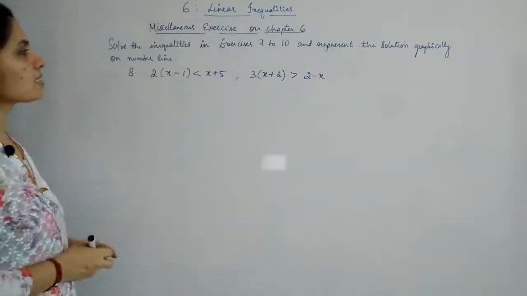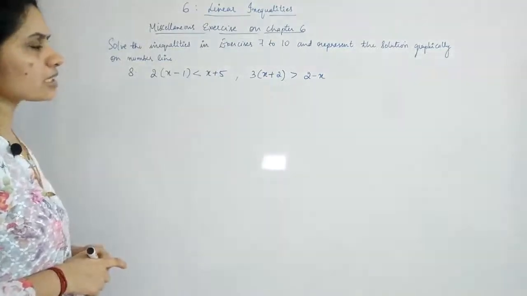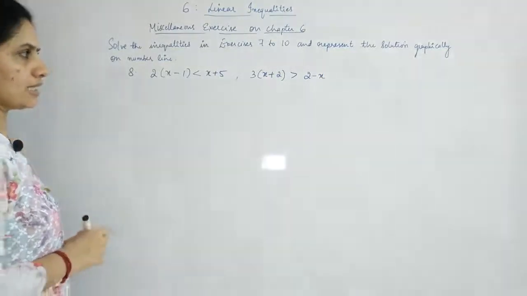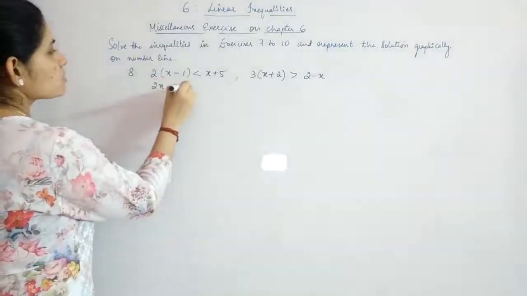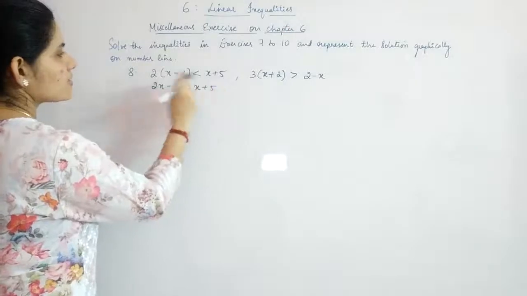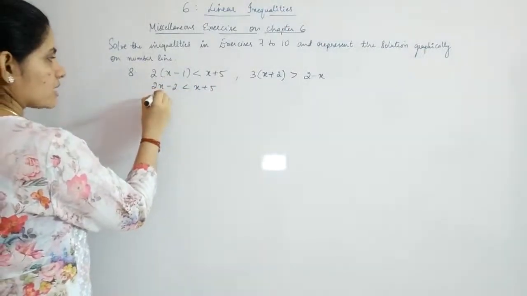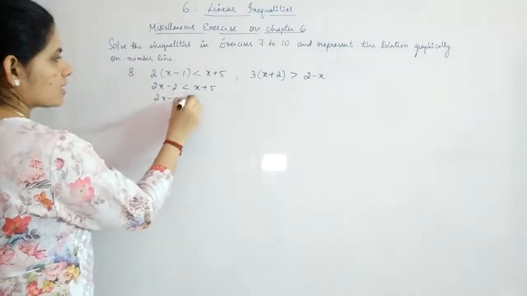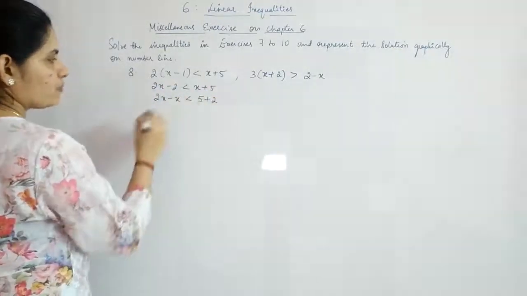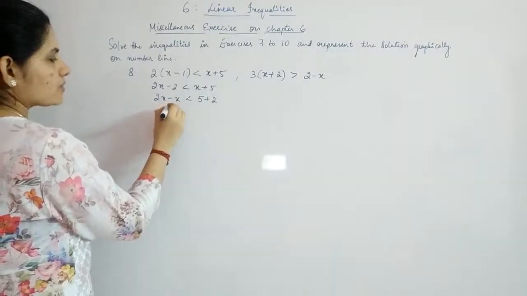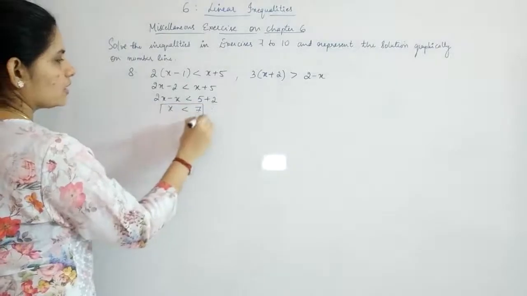Question number 8 is 2 into x minus 1 is less than x plus 5, and 3 into x plus 2 is greater than 2 minus x. So first we will start with this inequality. 2x minus 2 is less than x plus 5, expanding the left hand side. Now collecting the terms of x together on one side, you will get 2x minus x is less than, this 2 is going there and becoming plus 2. Here you have 2x minus x as x is less than 7. So this is your one inequality.